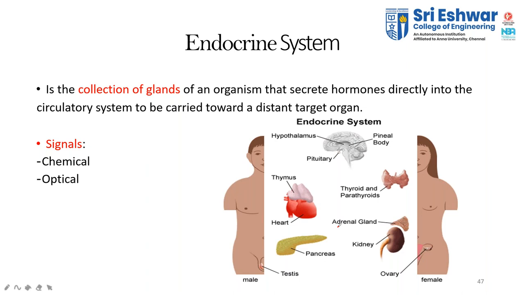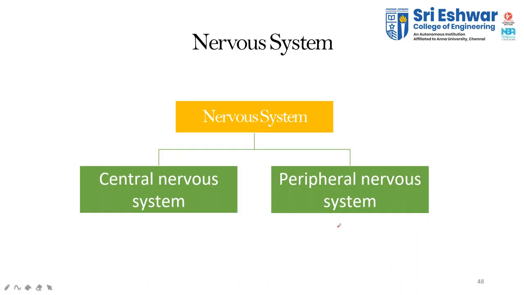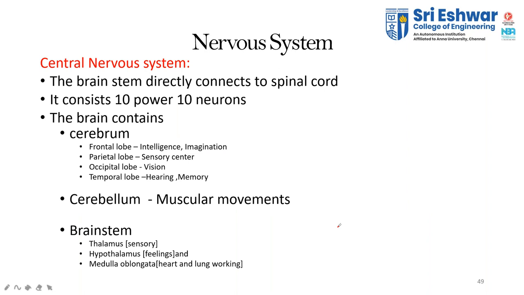The signals taken out from the system are chemical and optical, right? And next is what? Nervous system. Our nervous system is classified into two: one is the central nervous system, another is the peripheral nervous system. Under the central nervous system, we have the brain. The brain is split into three: cerebrum, cerebellum, and brainstem, which has the medulla oblongata, right?